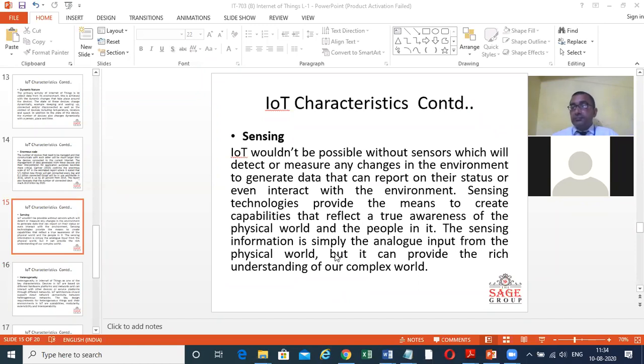Sensing is the main part. If our sensor does not sense, then it will send nothing. IoT wouldn't be possible without sensors, which detect or measure any changes in the environment.